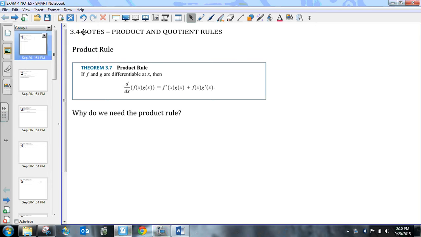This is a video for 3.4 notes, and this is a section over the product and quotient rules. And remember, product means multiply, quotient means division, and this is when we're taking the derivative of a function that is composed of the product of two functions, okay?